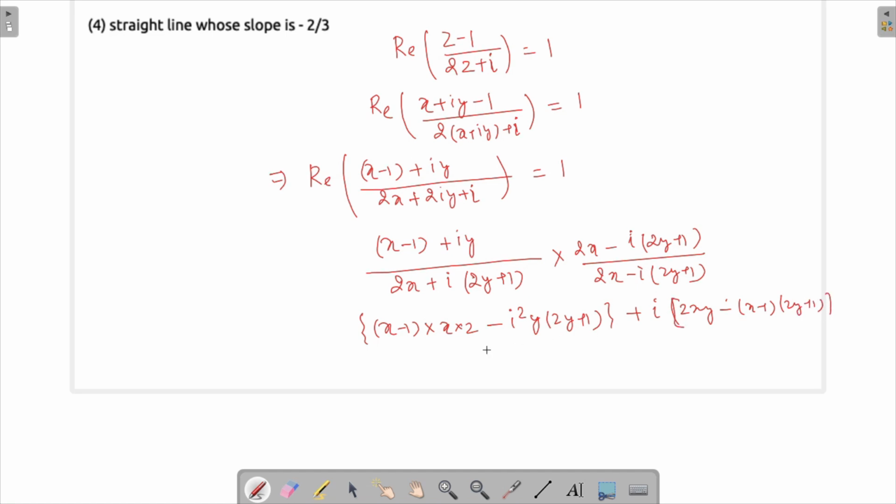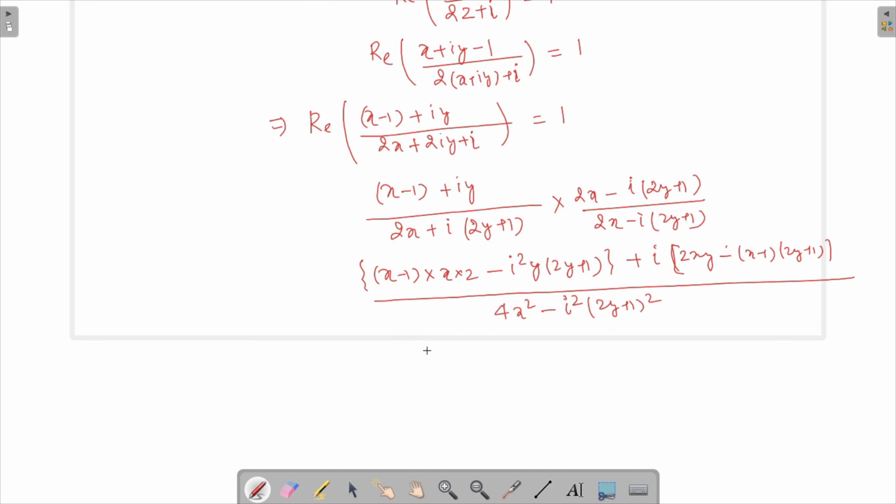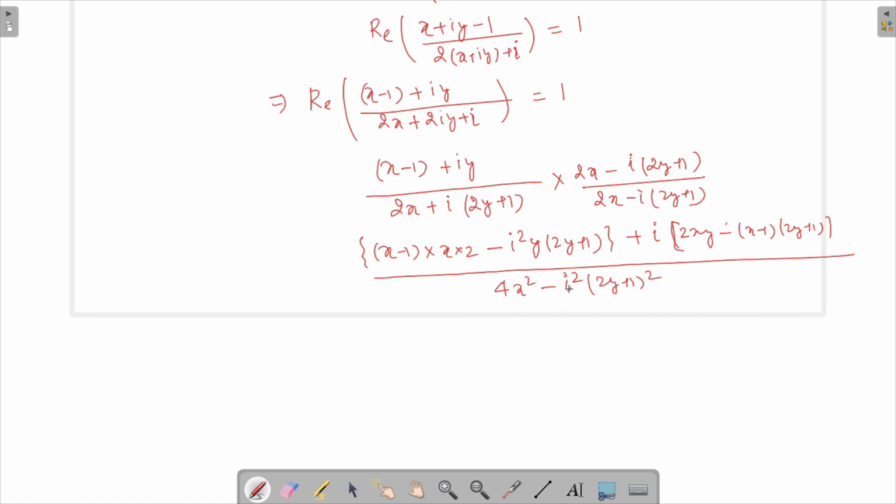So this is the imaginary part, while your denominator will become 4x squared, because this is (a plus b) into (a minus b), minus i squared, and this will become (2y plus 1) whole squared. Now, if I want to take the real part, this is the only real part, because i squared will become minus 1, so minus i squared will become plus 1. So this will become 2x into (x minus 1) plus 2y squared plus y. So this is my numerator, and then the denominator is 4x squared plus (2y plus 1) whole squared.